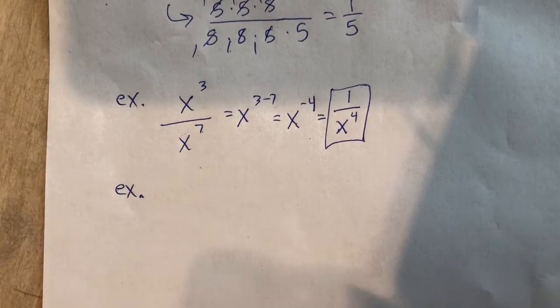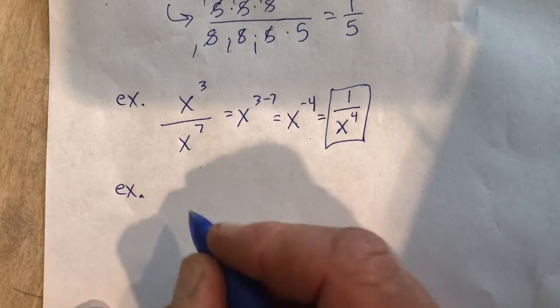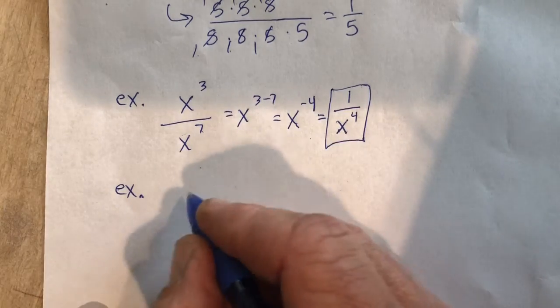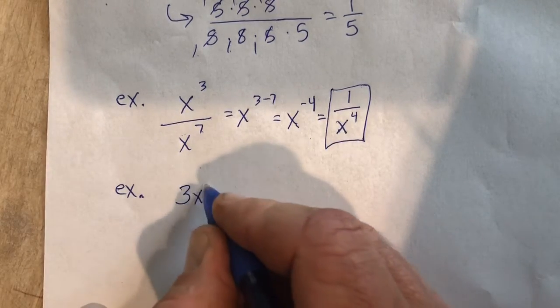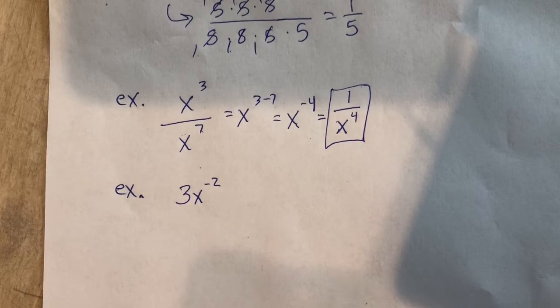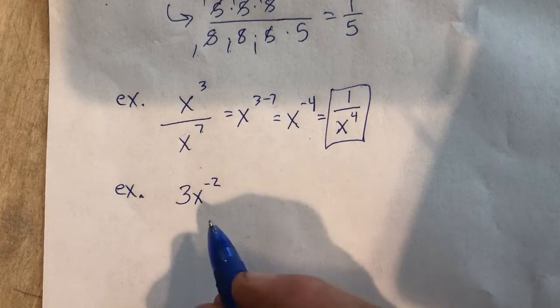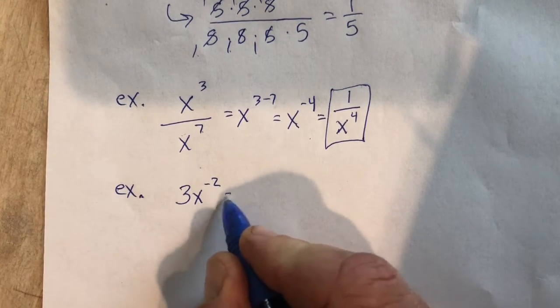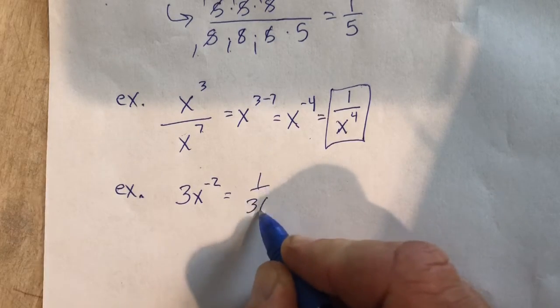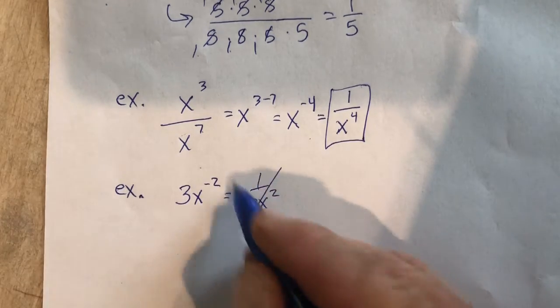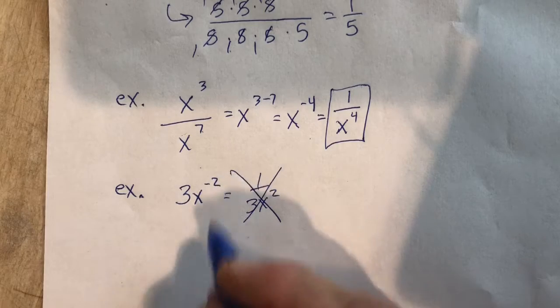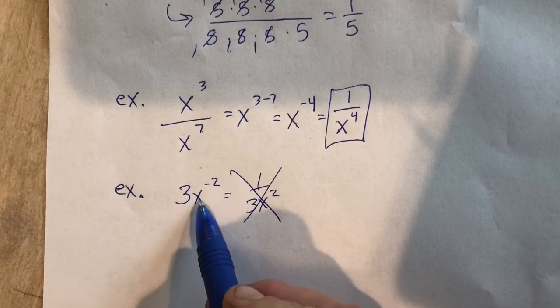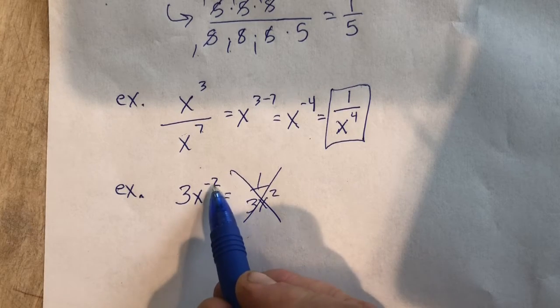If we've got, let's say, 3x to the negative second power, that is a problem you may come across. Now, a big common mistake people make is they go, ooh, it's supposed to be a fraction. That must be 1 over 3x to the second power. That is incorrect. The only part that gets turned into a fraction is the x with the negative 2.